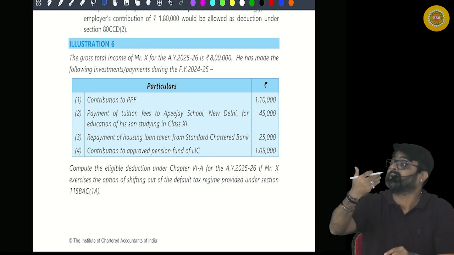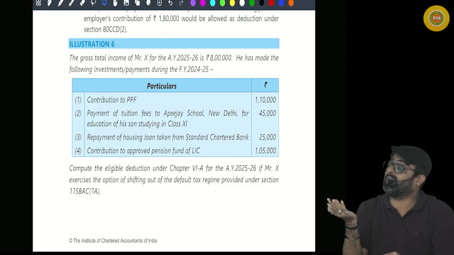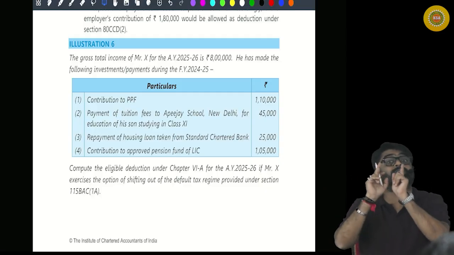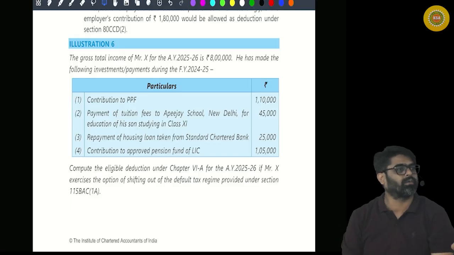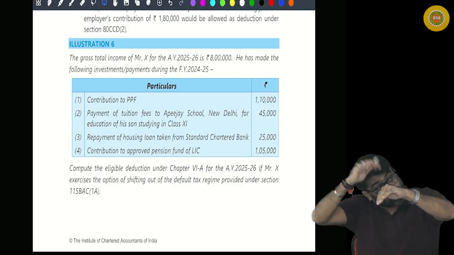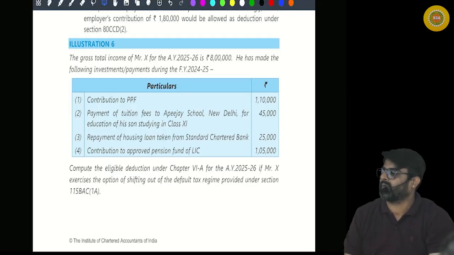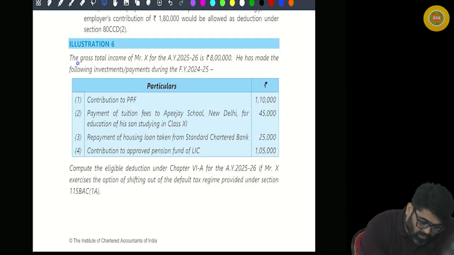Instead of giving the direct amount of GTI, they will give information in the question. Based on that information, first you calculate your GTI. And then from that GTI, these deductions will be taken. Getting my point? So tell me, are they telling you to calculate GTI or GTI is calculated?